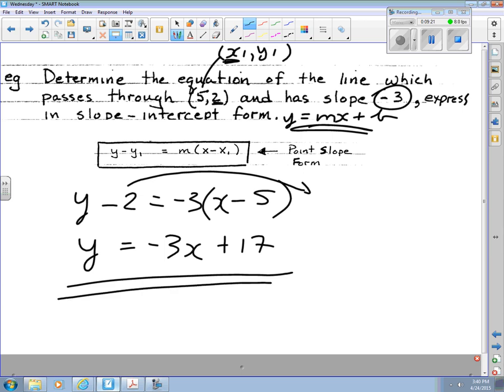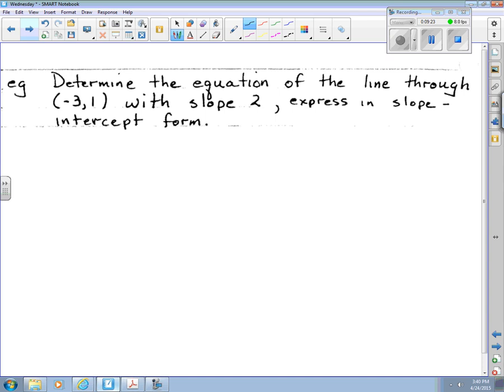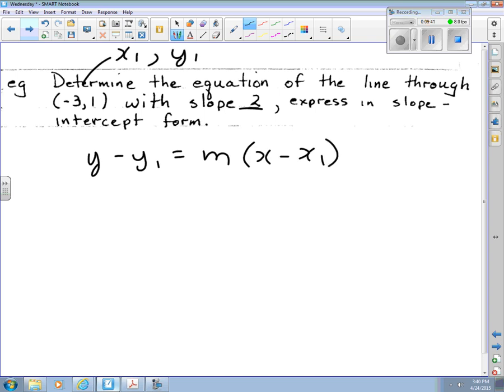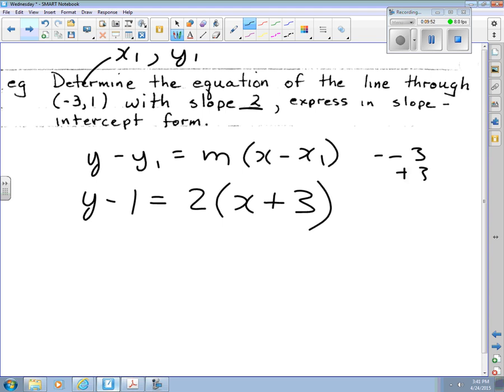Okay, another example. Determine the equation of line passing through -3, 1 with a slope of 2, and again expressed in y equals mx plus b form. So again, I use my fancy new formula, y minus y1 equals m times x minus x1, and this point here is my x1 comma y1. So I go y minus 1 equals 2 times x minus -3. Remember that minus a -3 is plus 3.